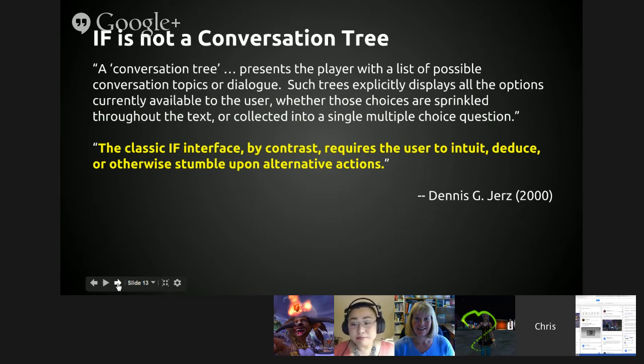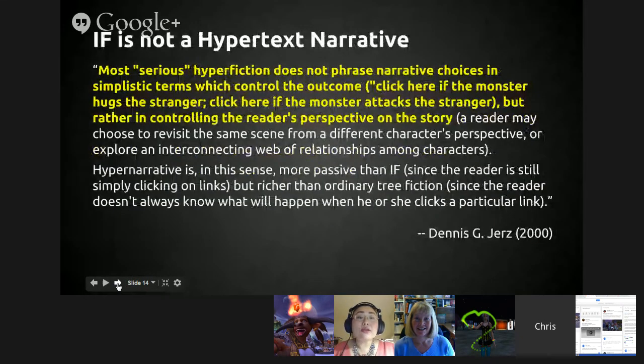So, next. Second, it's not hypertext fiction or hypertext narrative. Let's explain that difference. He's saying most serious hyperfiction does not phrase narrative choices in simplistic terms that control the outcome, like click here if the monster hugs a stranger, click here if the monster attacks a stranger. But rather in controlling the reader's perspective on the story. So again, hypertext controls what the reader gets to see, how you go through it. Hypertext narrative is, in this sense, more passive than IF, since the reader is still simply clicking on links, because all the decisions are made and you're just following through the linear storyline.